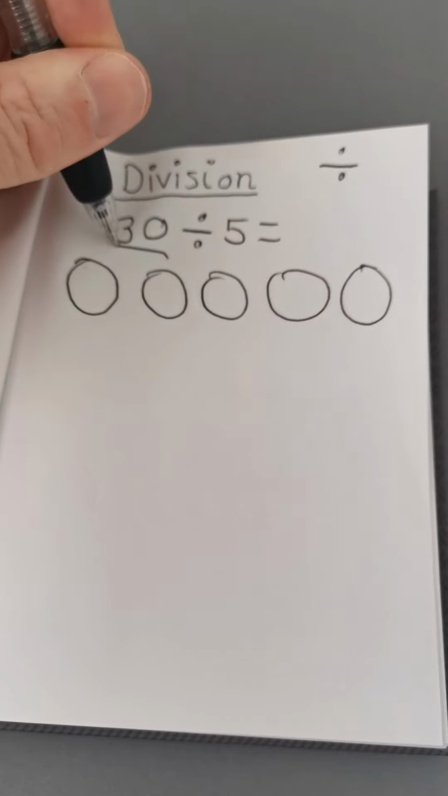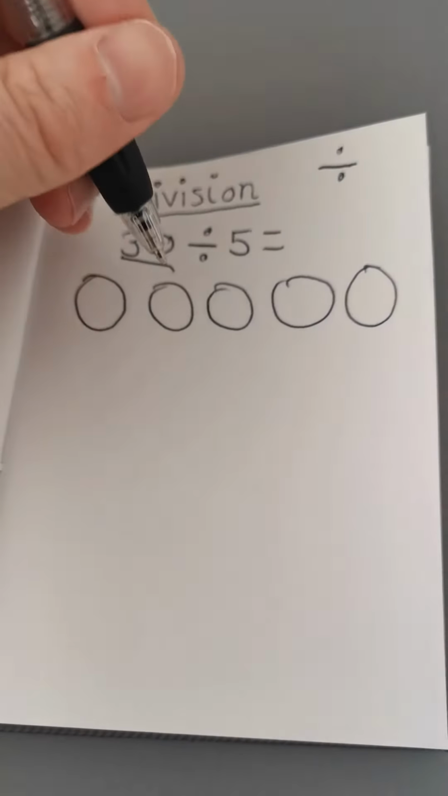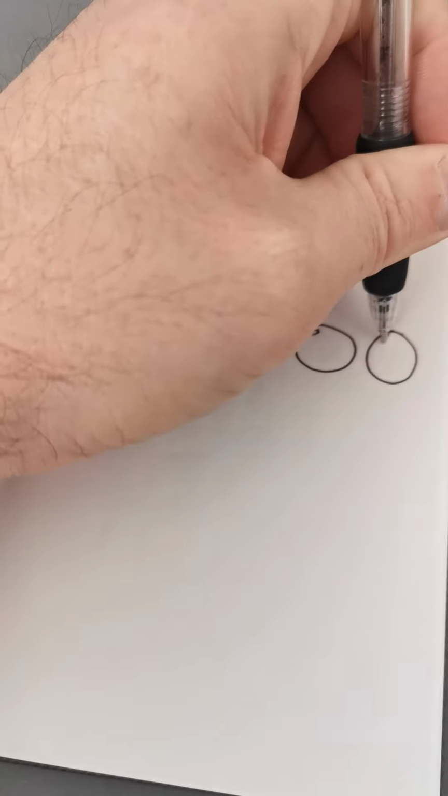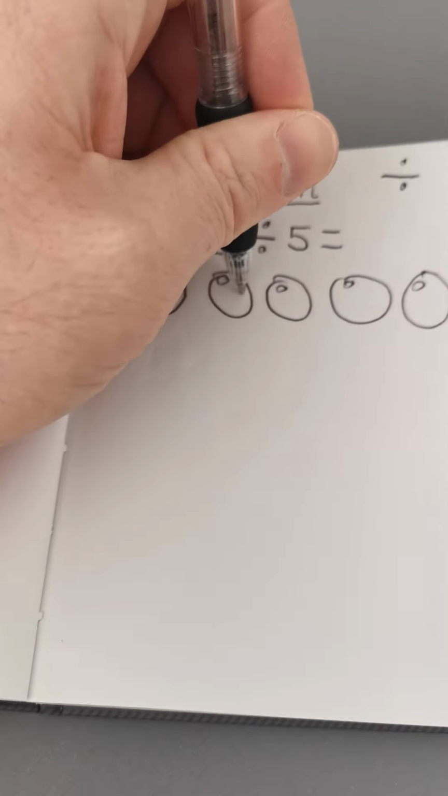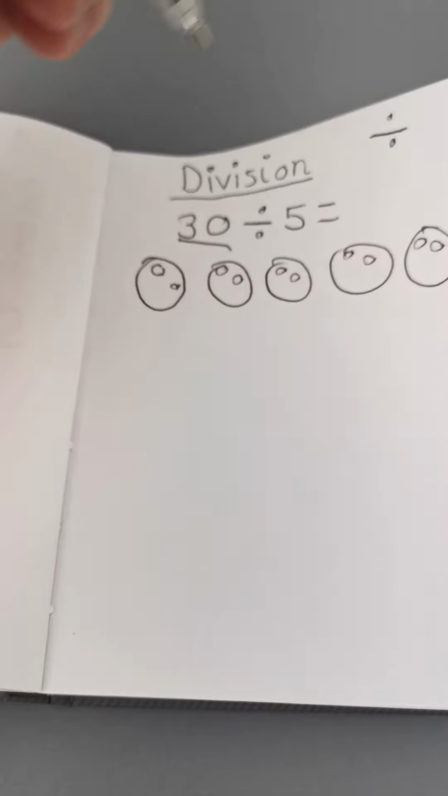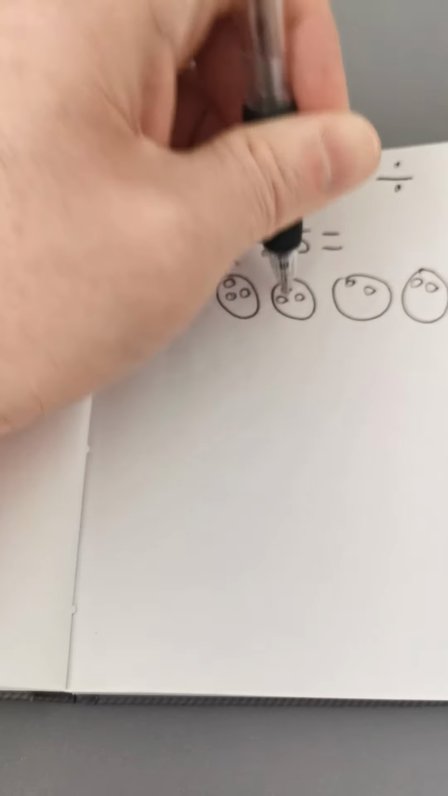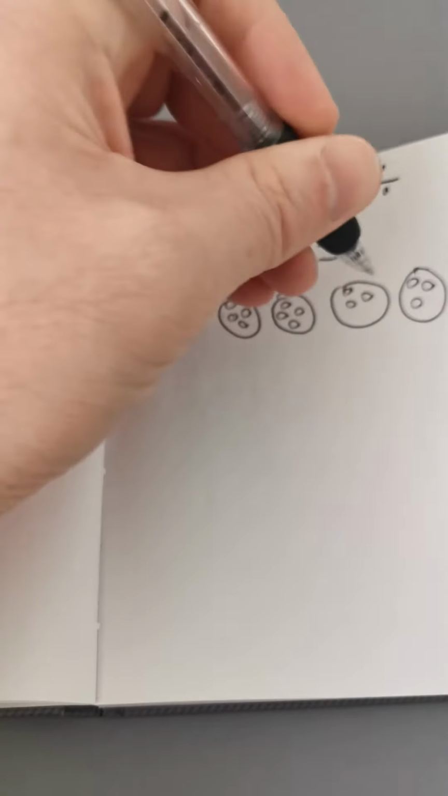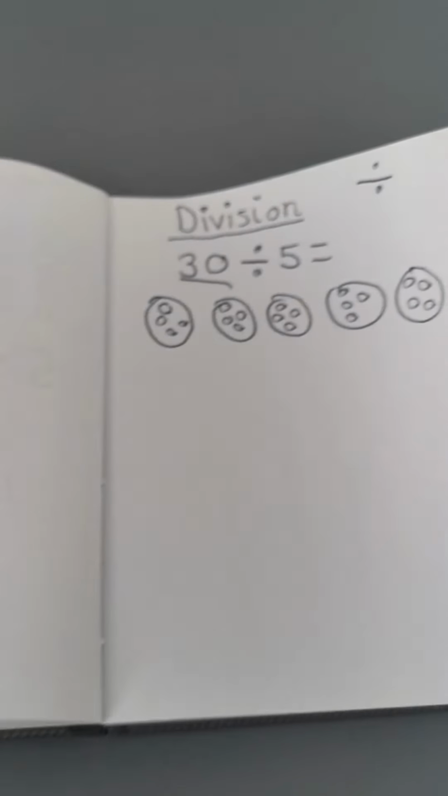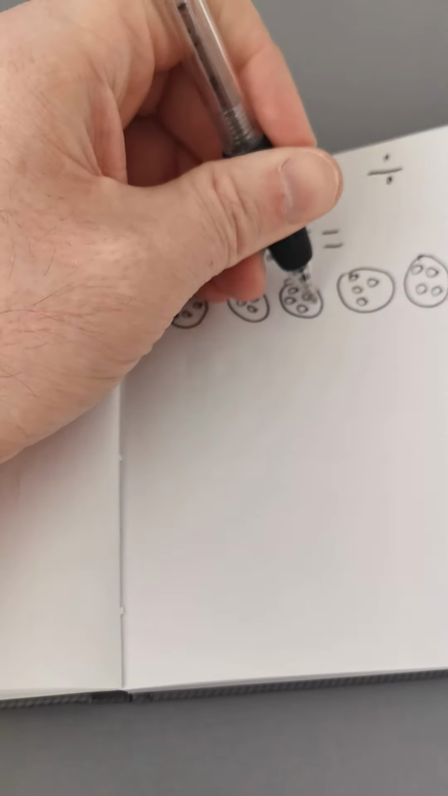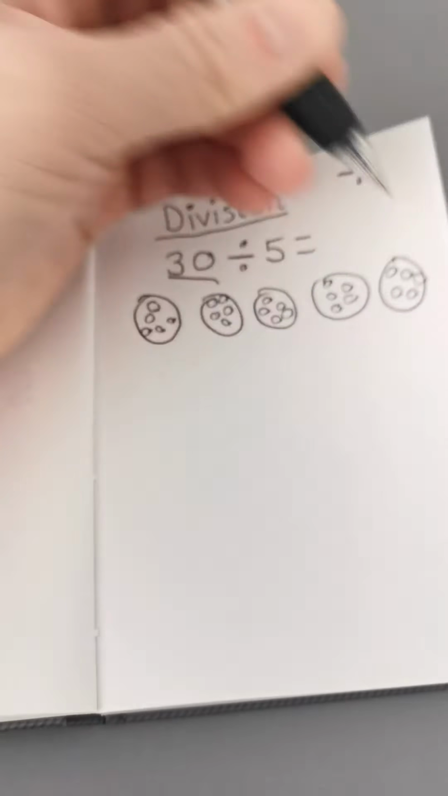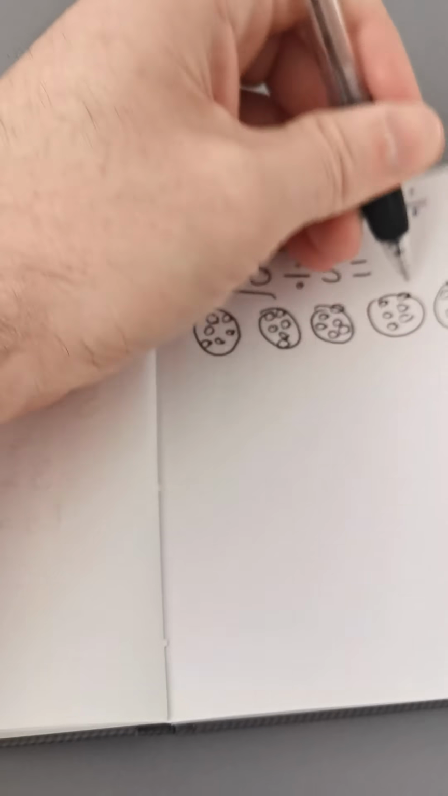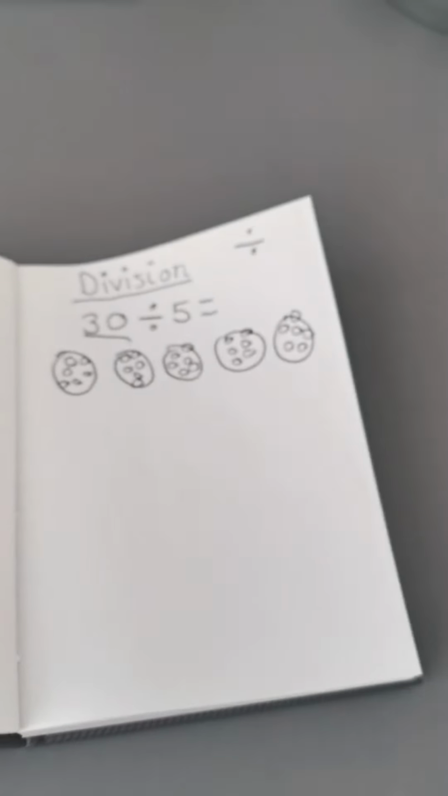I'm going to do that with this. So I need to share this 30 equally between these groups. So I'm going to count as I go. 1, 2, 3, 4, 5, 6, 7, 8, 9, 10, 11, 12, 13, 14, 15, 16, 17, 18, 19, 20, 21, 22, 23, 24, 25, 26, 27, 28, 29, 30. So I've shared that 30. I need to hold that number in my head.